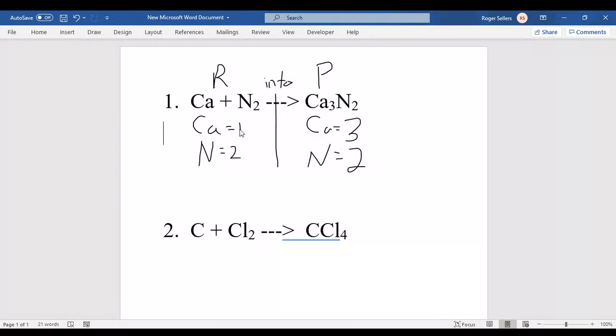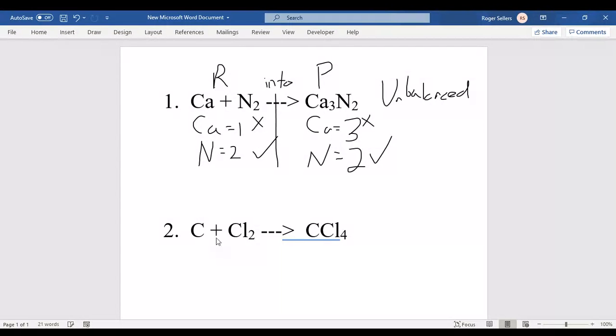So now we compare Ca 1 and 3, they do not match up. Anytime you have any elements that do not match up, we call this an unbalanced chemical equation. Unbalanced. You get the idea.